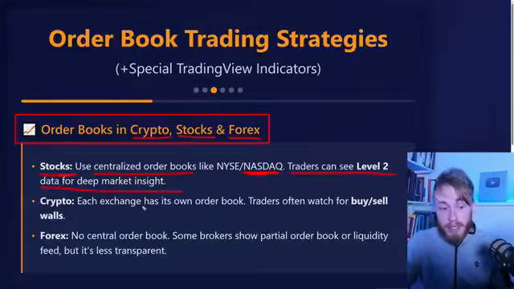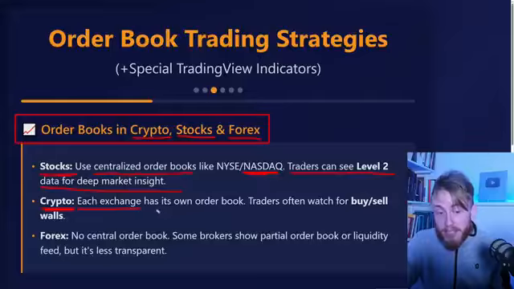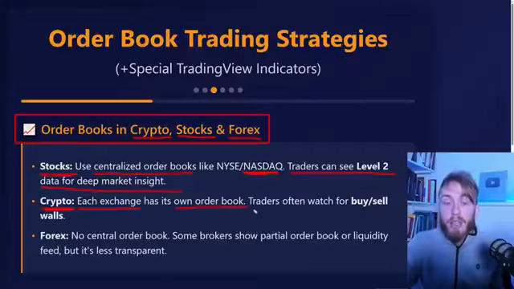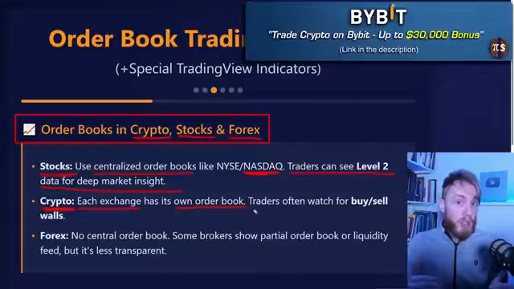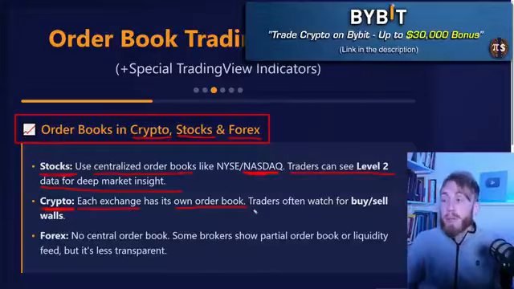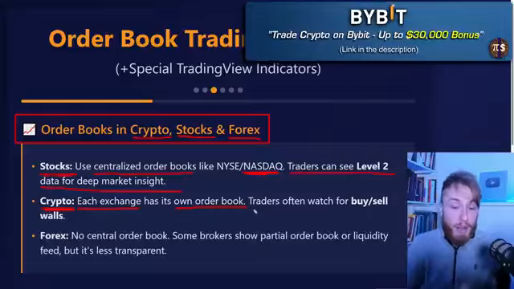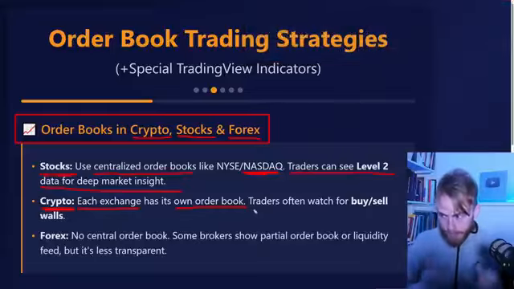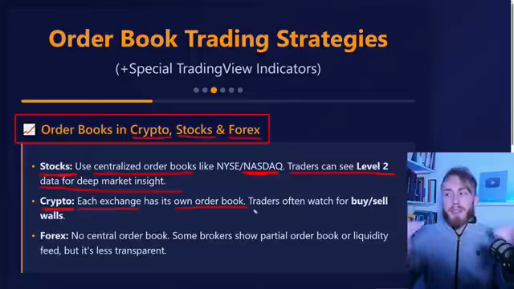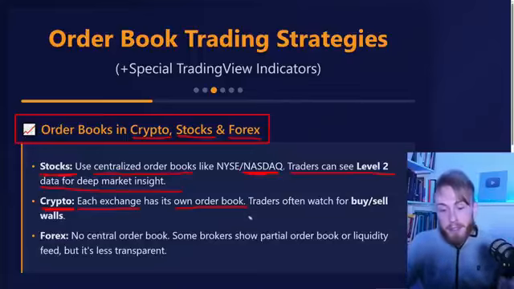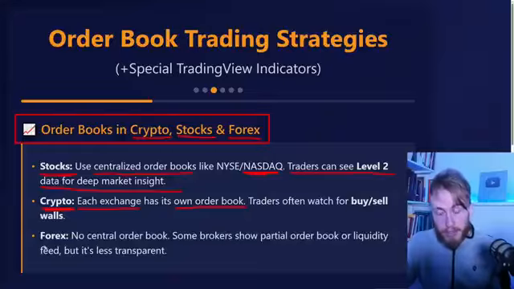for deep market insights. And when it comes to crypto, it's actually each exchange that has its own order book. So remember earlier when we talked about Bybit, the order book we saw was only the order book for Bybit. So for example, Binance will have another order book, Coinbase will have another order book, and so on and so on. So this can make it maybe a bit less significant, but the exchanges tend to follow each other pretty closely. So you can definitely still use order books when you trade crypto.